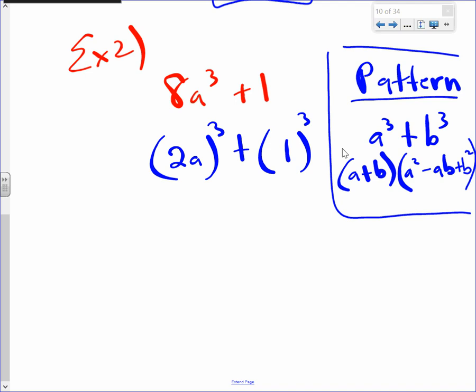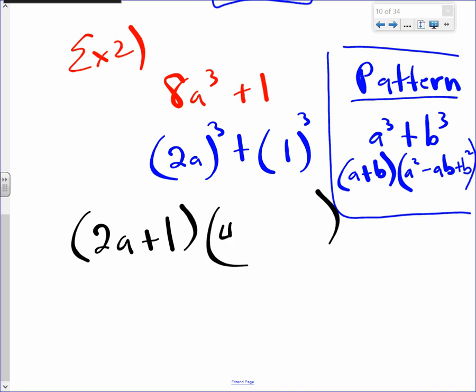Here we go. A is 2a, b is 1. Let me just follow this now. I got a binomial and a trinomial. A plus b is my binomial, so that's going to be 2a plus 1. And then I have a squared. My a is 2a, so 2a squared becomes 4a squared. So 2a to the second power becomes 4a squared. I'm just following that, a squared. My a value is 2a. Take that to the second power, it becomes 4a squared.